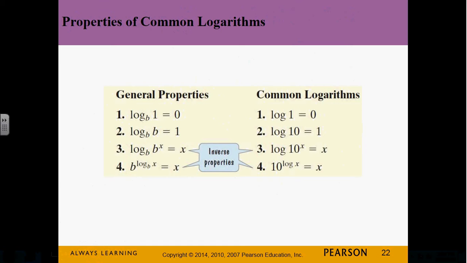And these rules are going to be exactly the same when we do any base, right? I could change this to log base 3 of 1 equals 0, log base 3 of 3 equals 1, log base 3 of 3 to the x equals x, and 3 to the log base 3 of x equals x, right? It doesn't really matter what that base is. If they're all the same, you're going to get those rules. And you'll see that in a minute when we do natural log.